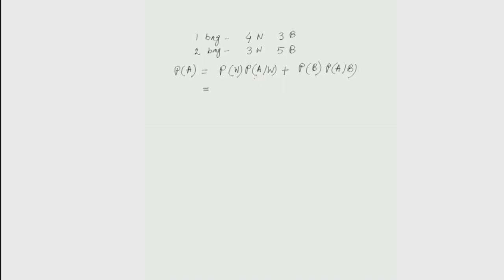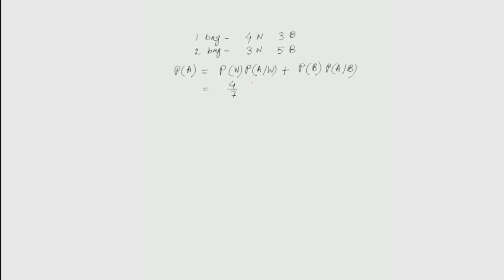So, now probability of A given W. We have to find the probability that if a white ball is transferred from bag 1 to bag 2, then what is the probability that a black ball will be chosen from bag 2. So, that probability, and the probability of W is nothing but the probability that a white ball is chosen from bag 1. So, that will be 4 by 7, because there are 4 white balls in bag 1 among 7 balls.